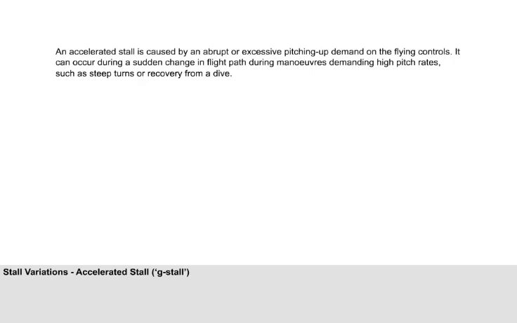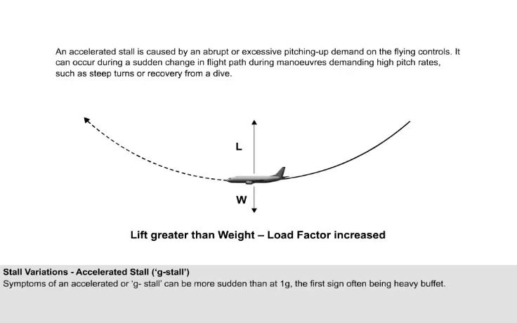An accelerated stall is caused by an abrupt or excessive pitching up demand on the flying controls. It can occur during a sudden change in flight path during maneuvers demanding high pitch rates, such as steep turns or recovery from a dive. It is called an accelerated stall, or G-stall, because it occurs at a load factor greater than 1 G. An accelerated stall is usually more sudden than a 1 G stall, the first sign usually being heavy airframe buffet, and may be unexpected because of the relatively high airspeed.